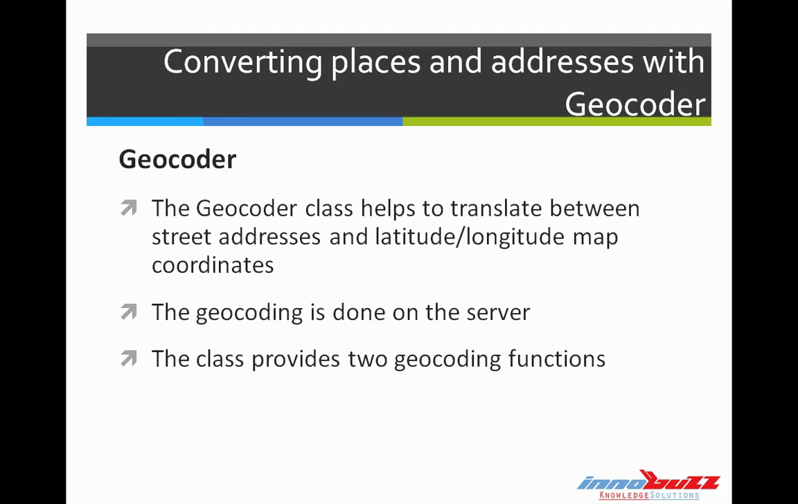This class provides two geocoding functions: forward geocoding and reverse geocoding. In case of forward geocoding, the latitude and longitude of an address is found. In case of reverse geocoding, the street address for a given latitude and longitude can be found.